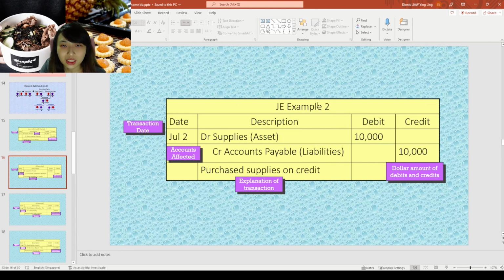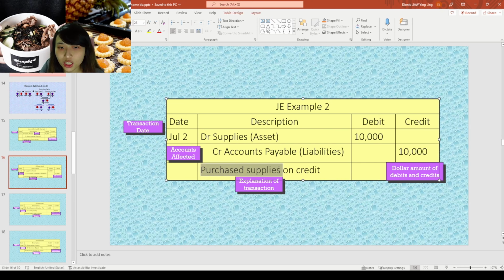Next example, you use the money to buy some supplies. The next day you buy some supplies, which is an increase in asset, right? So an increase in asset is debit. So debit supplies, and then credit. But imagine you didn't use your money to buy. If you use your money to buy, this one will be credit cash.